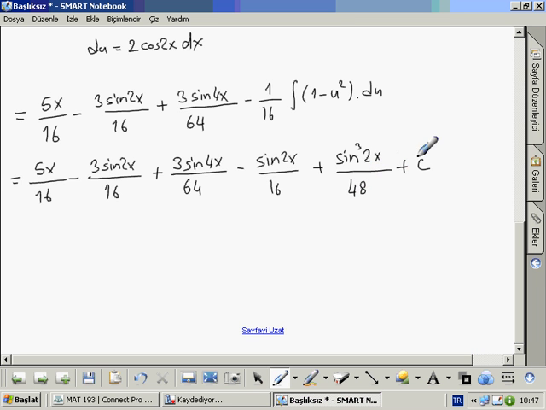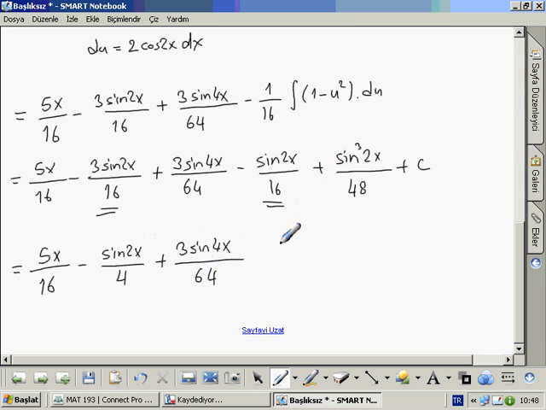As you see, sine 2x and sine 2x can be added to each other: 5x over 16 minus sine 2x over 4 plus 3 sine 4x over 64 plus sine cube 2x over 48 plus integration constant. It's a good exam question, right?